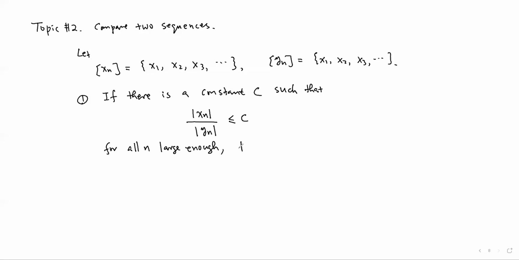Then in this case, we write a notation: x_n is big O of y_n. So what does this notation mean? This notation means we have two sequences, x_n and y_n. When n is large enough, this inequality is true for some constant c. This is the meaning of big O notation. Actually, we often use this notation.